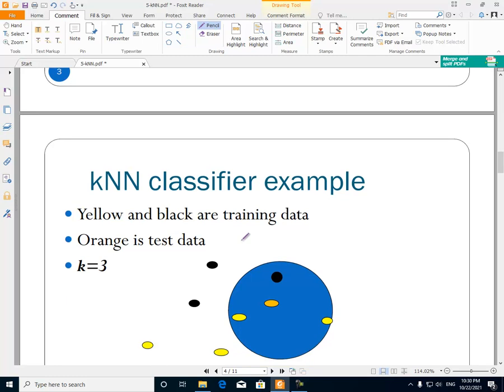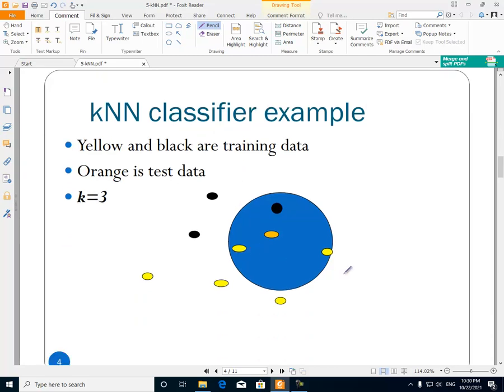Okay, this is an example of the KNN classifier, and you see that we have some data. Some of this data are training data, and one of them is test data. Okay, you see it here. The data which are black and yellow, these are the training data, and this is the test data.